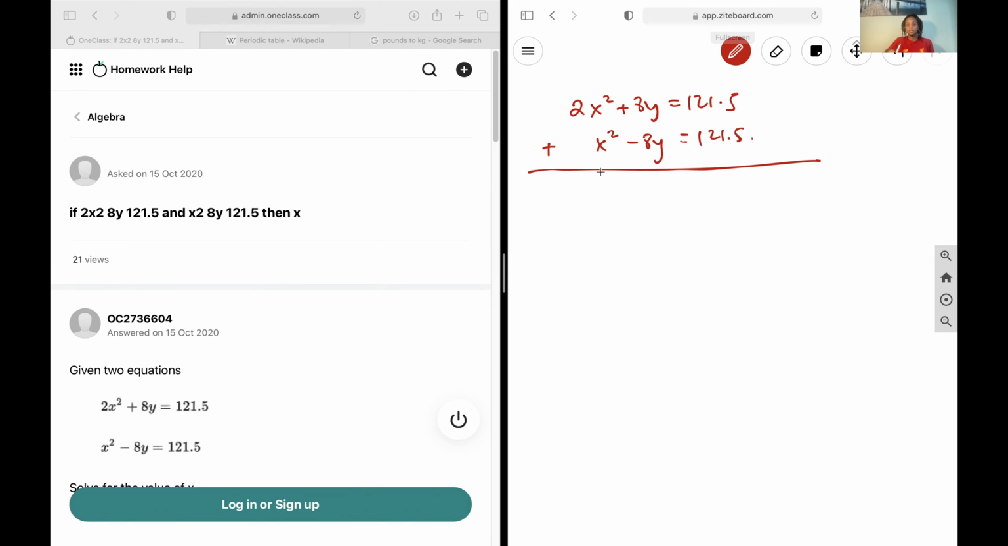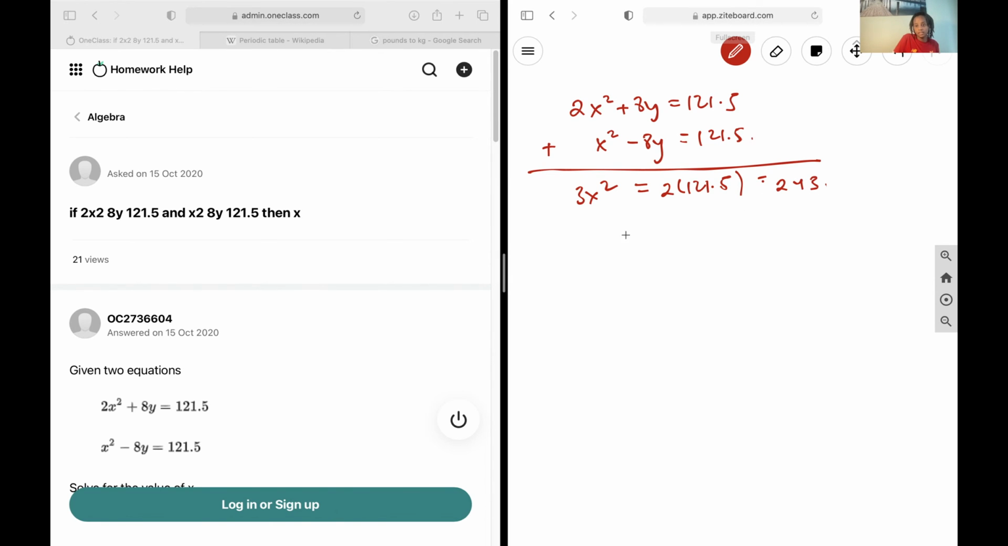So why we're adding them up is because we want to get this equation entirely in the form of one of our variables. And we can do that by getting rid of the 8y. You could also subtract the 2, but you'd have to multiply this by 2. And so this way we get 3x squared is equal to 2 times 121.5. That's going to give us 243.